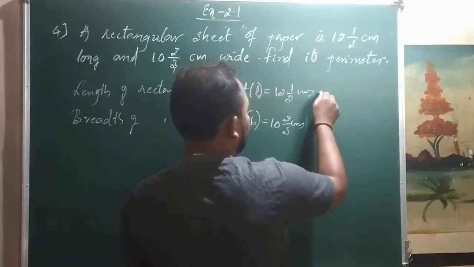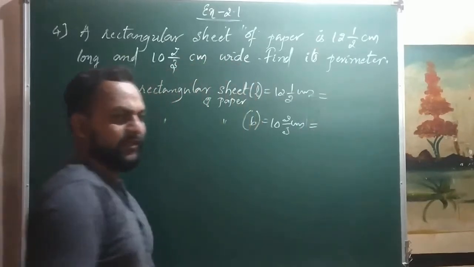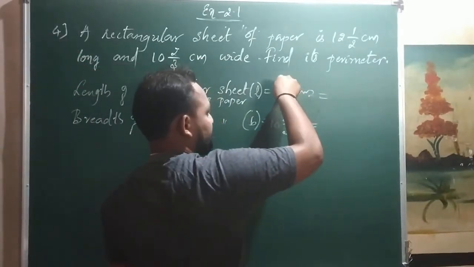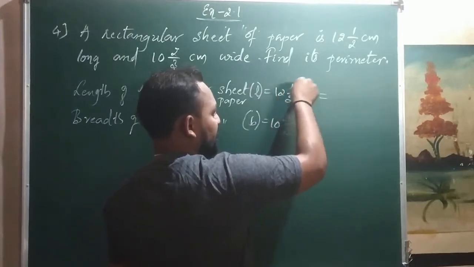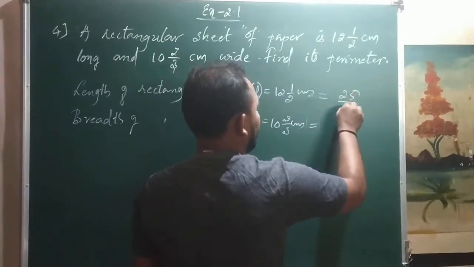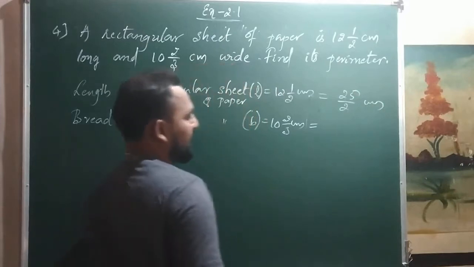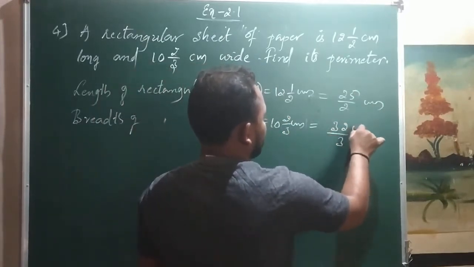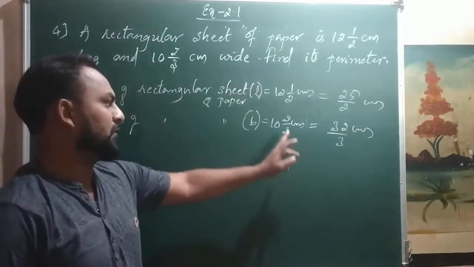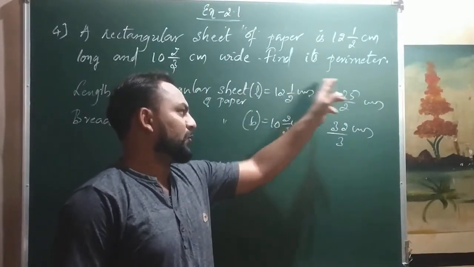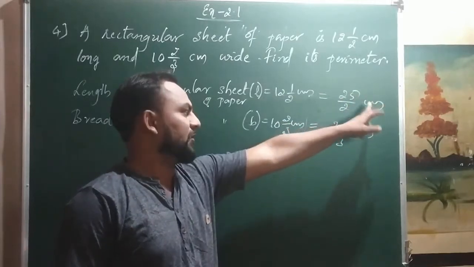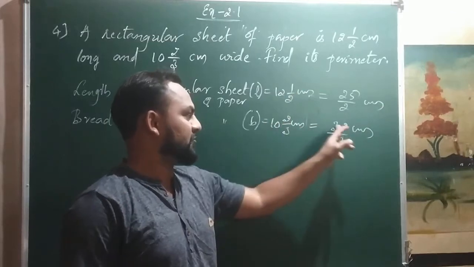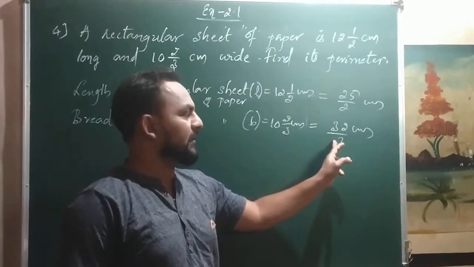These two are mixed fractions, so convert them into improper fractions. 12 twos are 24, 24 plus 1 is 25, so the length is 25/2 centimeters. 10 threes are 30, 30 plus 2 is 32, so the breadth is 32/3 centimeters.